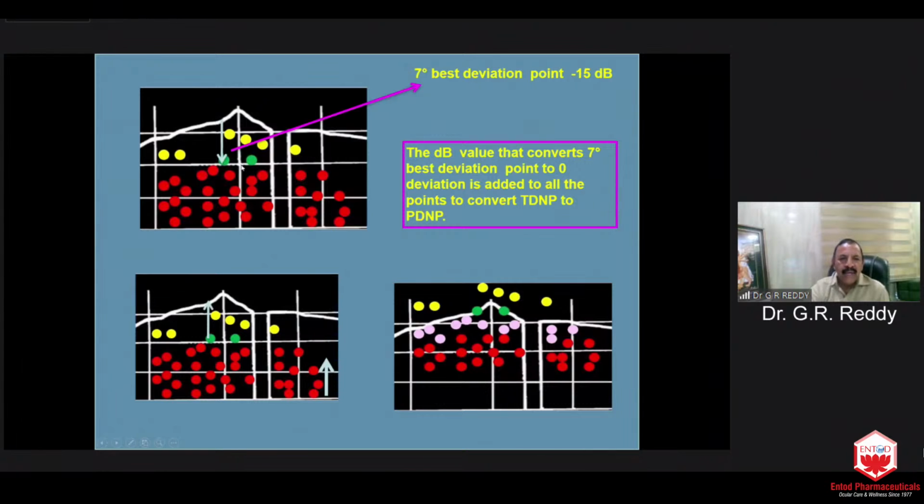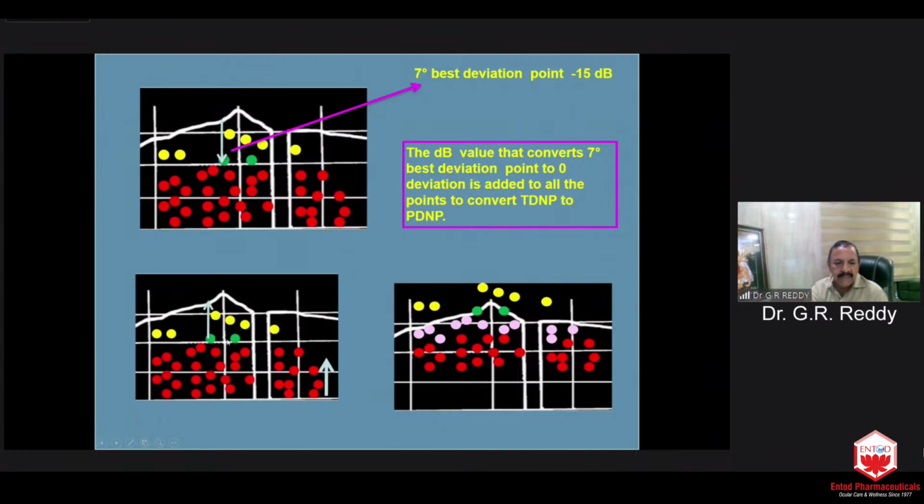Now the dB value that converts the 7th best deviation point to 0, that means the dB value that brings the 7th best point to the hill of vision. This point, the hill of vision. The dB value that brings the 7th deviation point to 0 is added to all the points. So the better points will go above the hill of vision.